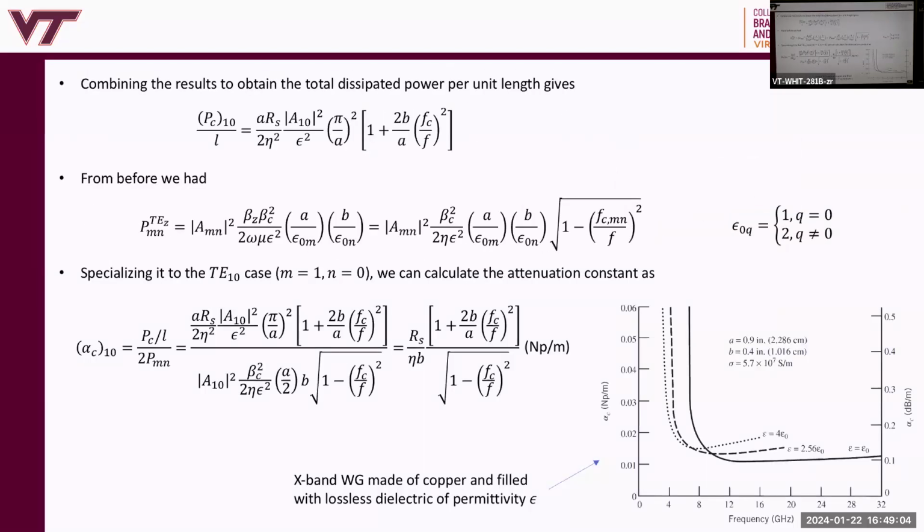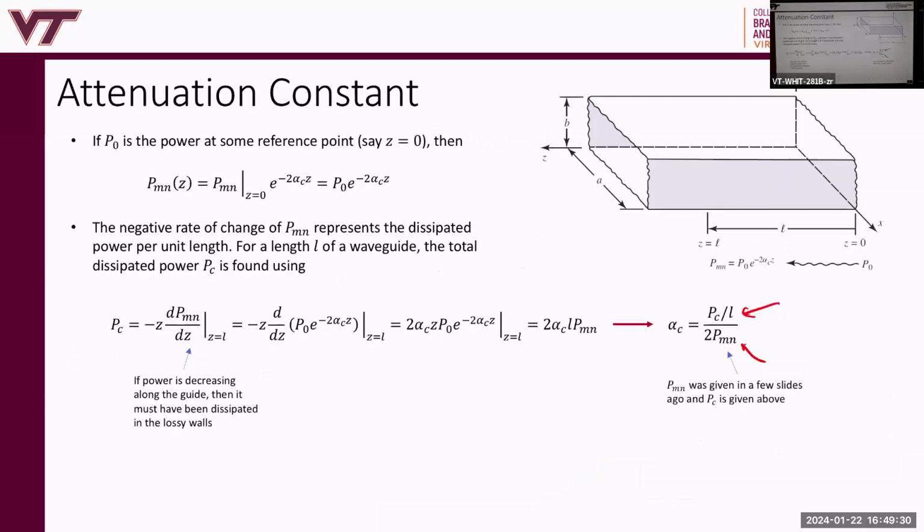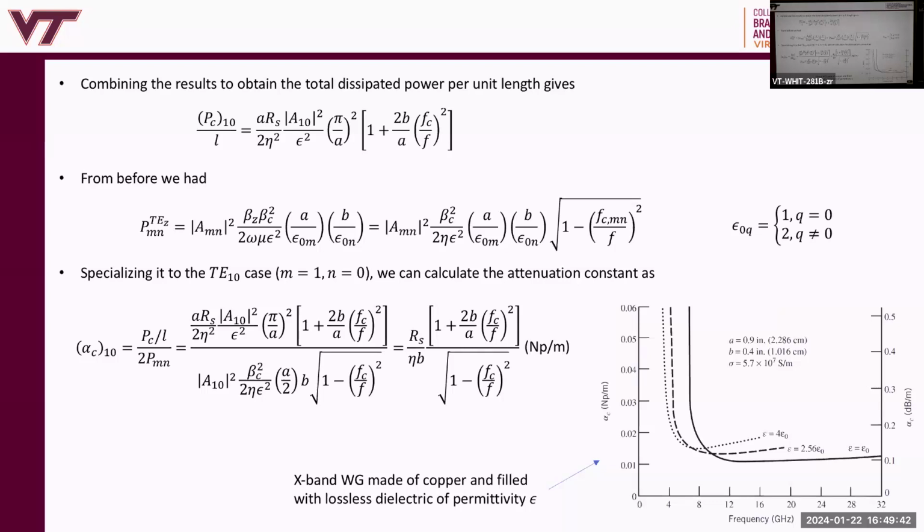So here's the P_MN TE to Z. We already calculated this a few slides ago. We had this expression. Now we can specialize this to the TE10 case, so we can get P TE to Z of 10, and we can calculate the attenuation constant by using the formula we derived by considering the definition of the attenuation constant. It's the power at a given location L with respect to a known reference. Here's a known reference. Here's the power at Z equal to L, calculated using this formula, P0 e to the minus 2 alpha_c Z. By definition, we can now calculate what alpha is for lossy waveguide walls. It's this expression here.